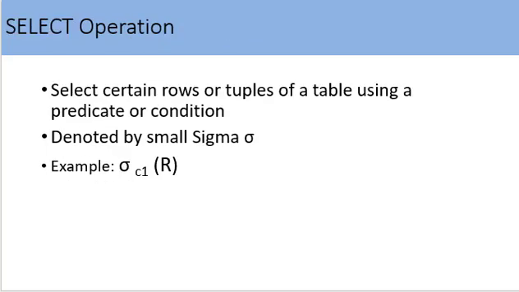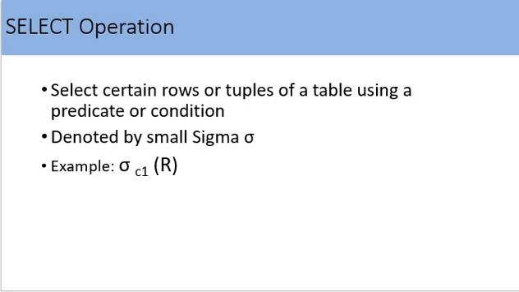The select operation. The select operation is performed to query certain rows or tuples of a table, so it performs its action on the table horizontally. The tuples or rows are selected through this operation using a predicate or condition. This operation works on a single table and returns rows that meet the specified condition.